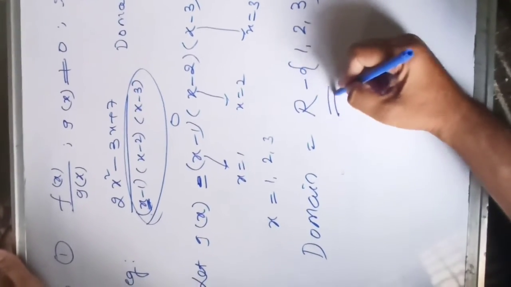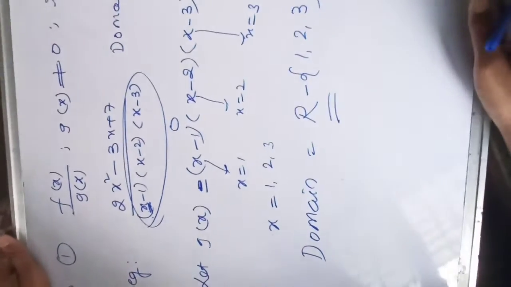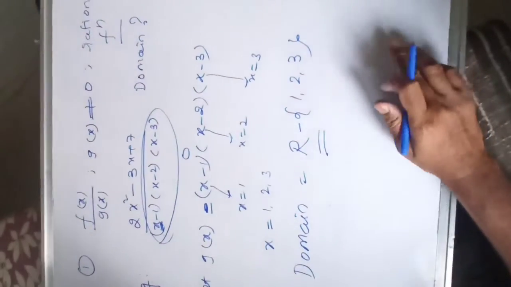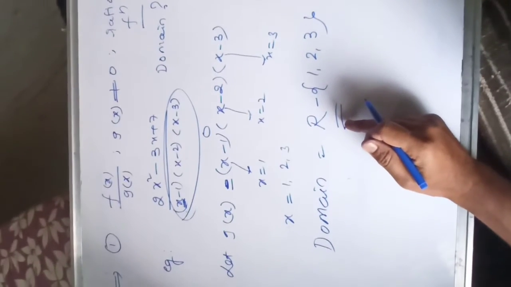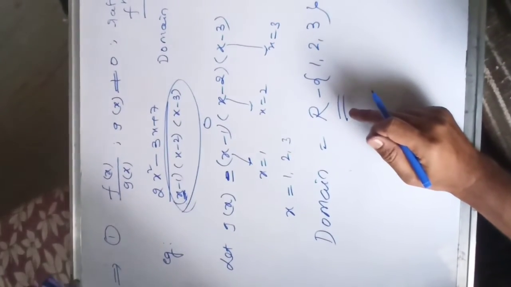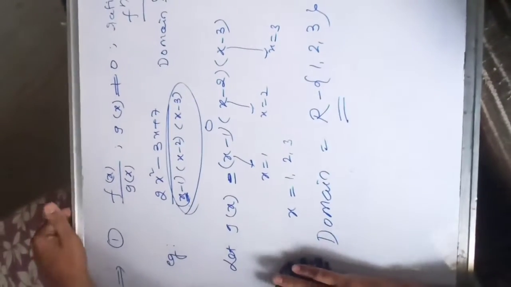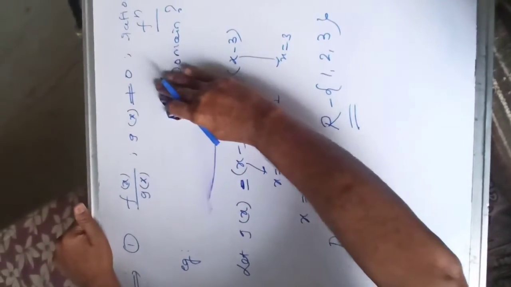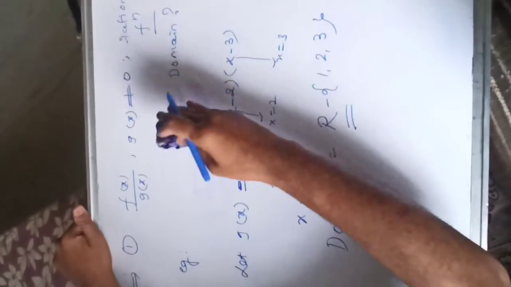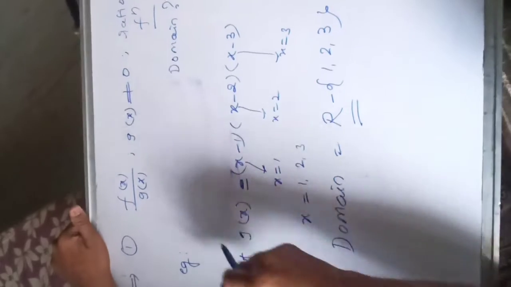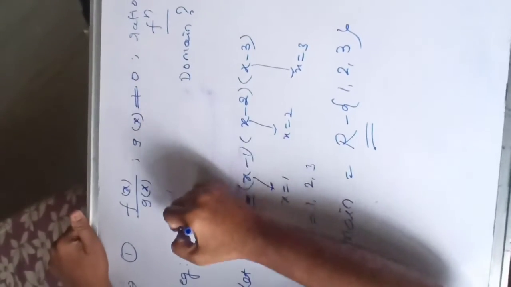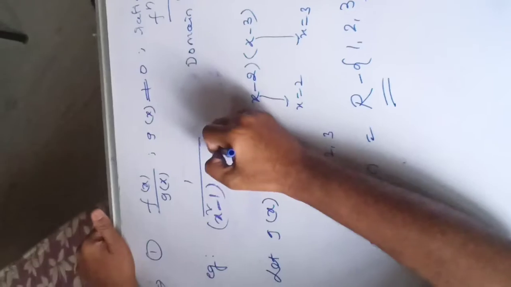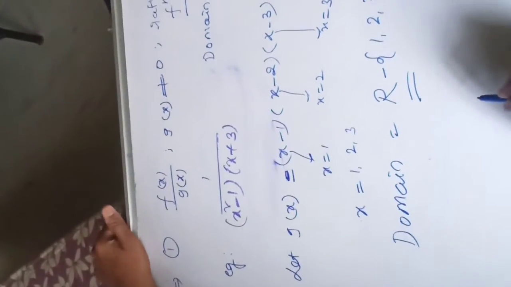Okay, so this is the domain of this rational function. So this rational function's domain we can find like this. Suppose another question is like this. We can frame another question. Here, if I take 1 by x square minus 1 into x plus 3, what is the domain of it?